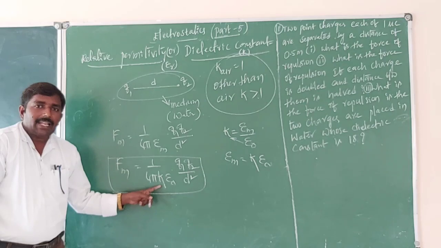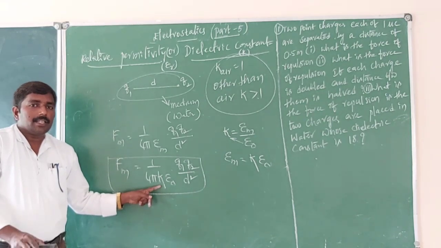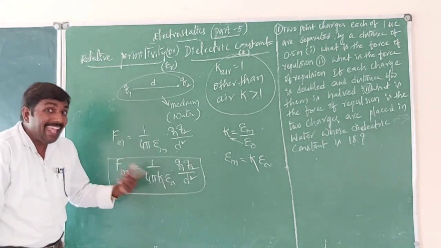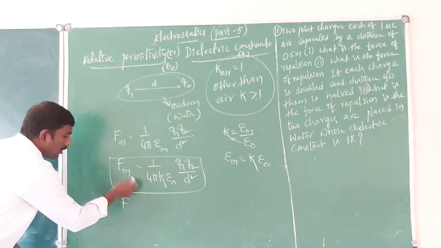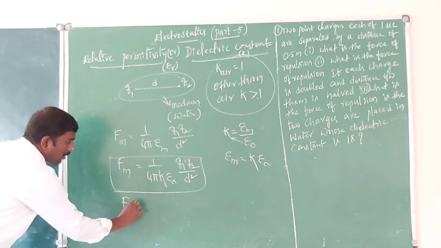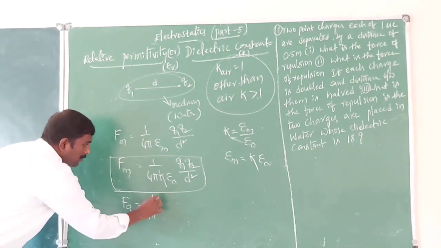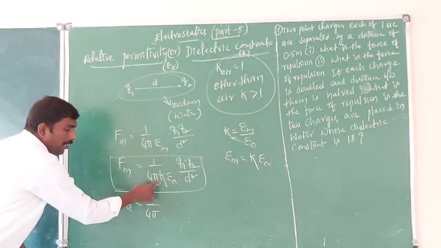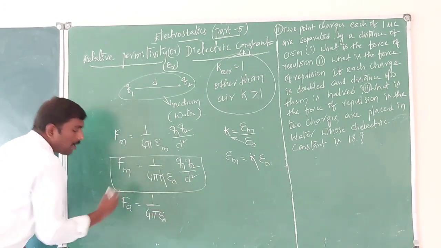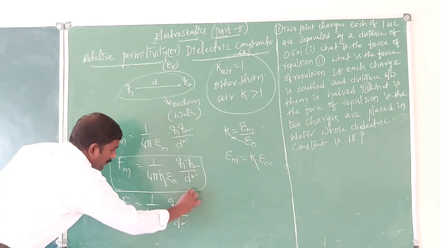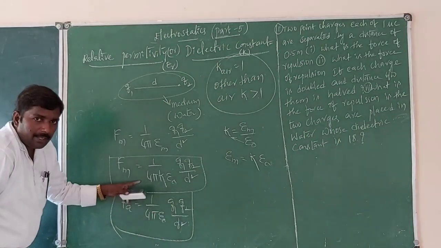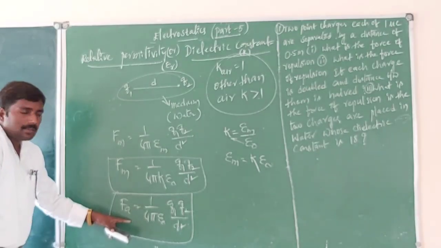So K is the dielectric constant. For air, what is the value of K? K equals 1. So for air, it is 1 over 4 pi epsilon naught Q1 Q2 by d square. This is the medium, this is the air.